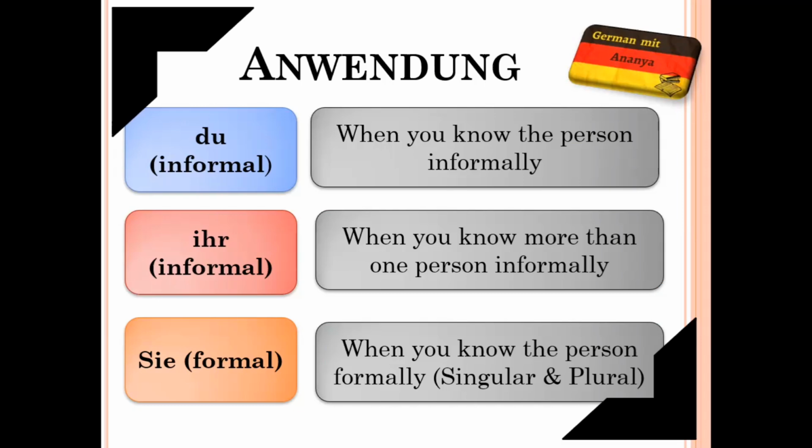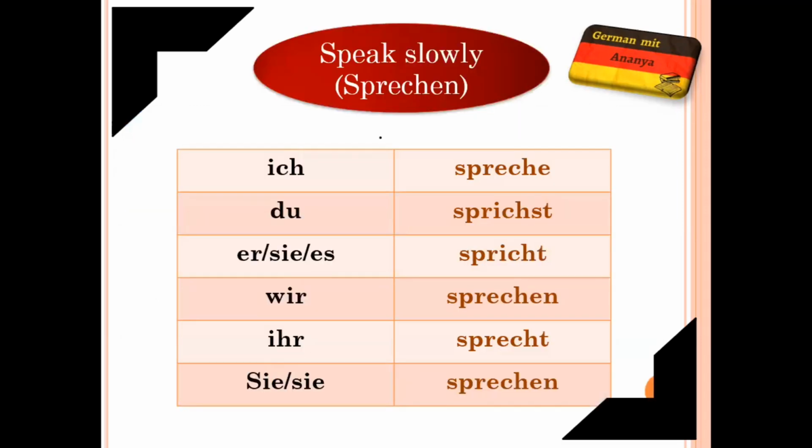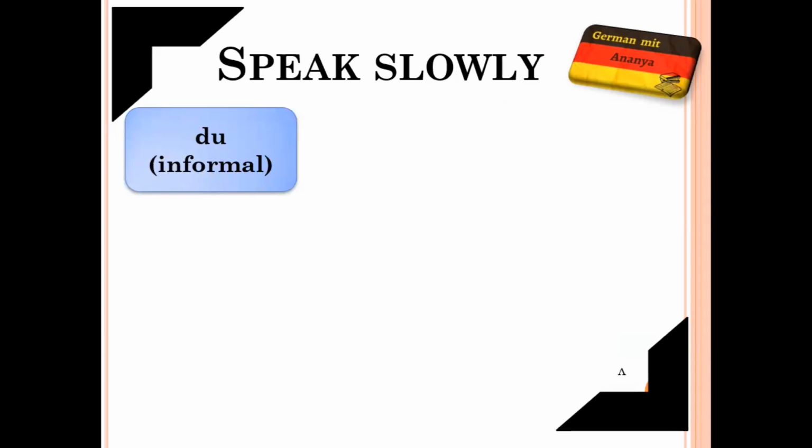Right. So let's take an example. Speak slowly. In this sentence, my verb is speak. In German it is sprechen. So let's see the verb conjugation. It is ich spreche, du sprichst, sie spricht, wir sprechen, ihr sprecht, sie sprechen. So if you want to form imperative sentences, you only have to change the verb.